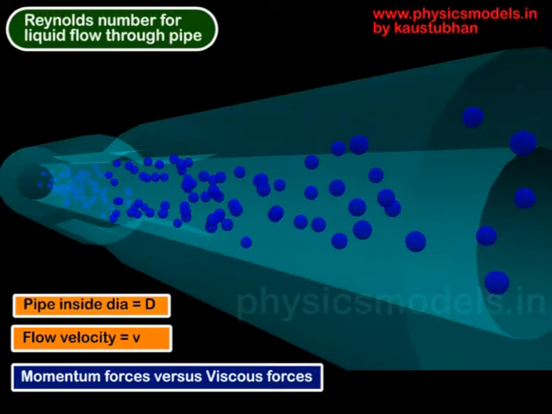Hi, in this video I'll try to explain the concept of Reynolds number and its equation. I'm taking a typical case of a liquid flow through a pipe, in fact a pipe of circular cross section to make it easy, although Reynolds number can be applied to a variety of other situations. So we have the pipe inside diameter as d and the flow velocity of the fluid as v.